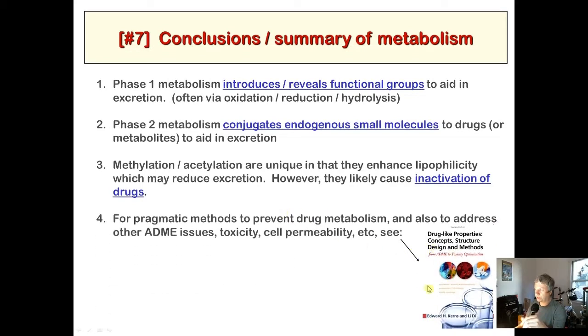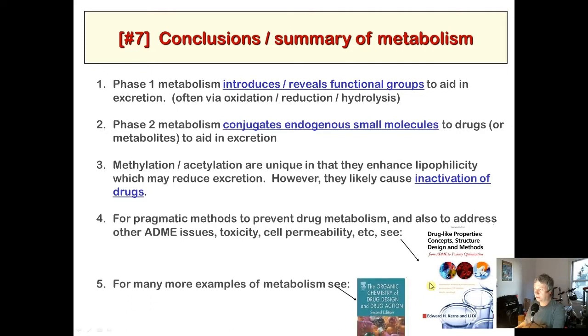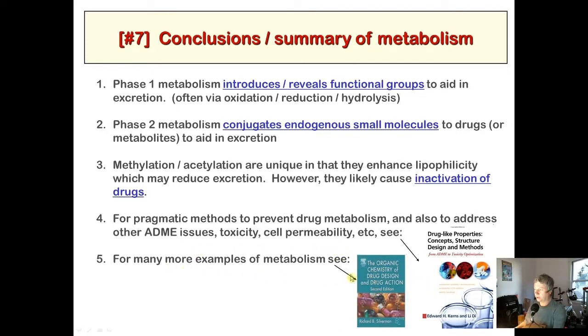This book is really good, and also I think the Silverman book, which has a lot of examples of metabolism. This book on the right is, if you're going into drug discovery later in your career, it has a lot of examples of preventing drug metabolism and dealing with ADME issues like toxicity, cell permeability, etc. So these two books collectively are really good. I think the third edition is the current one for this Silverman book, Organic Chemistry of Drug Design and Drug Action.